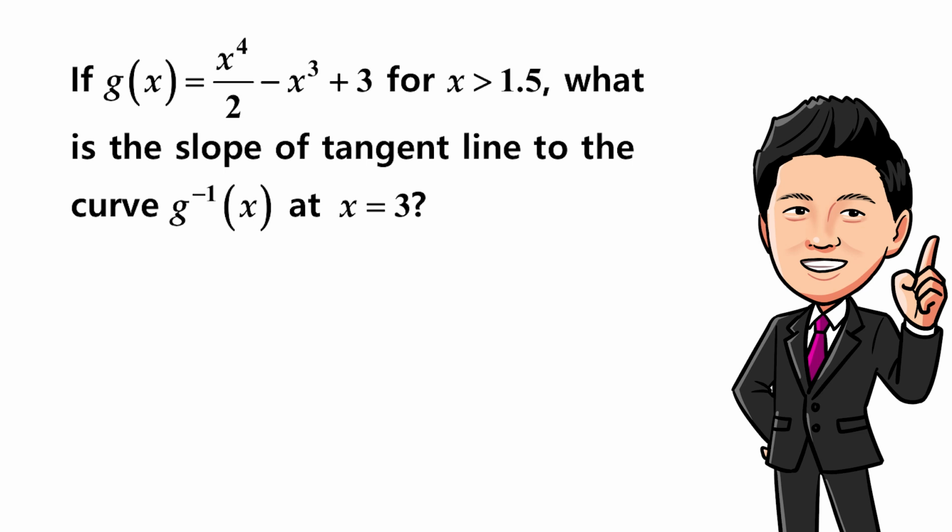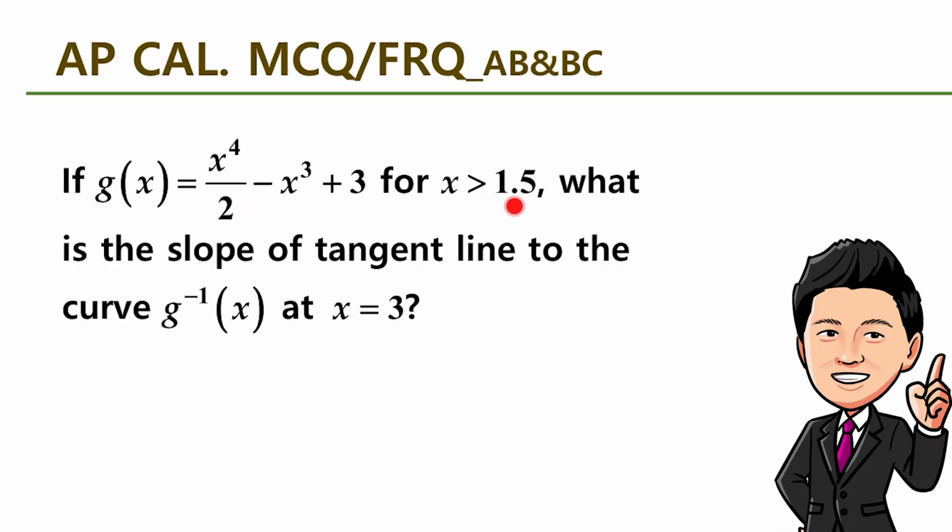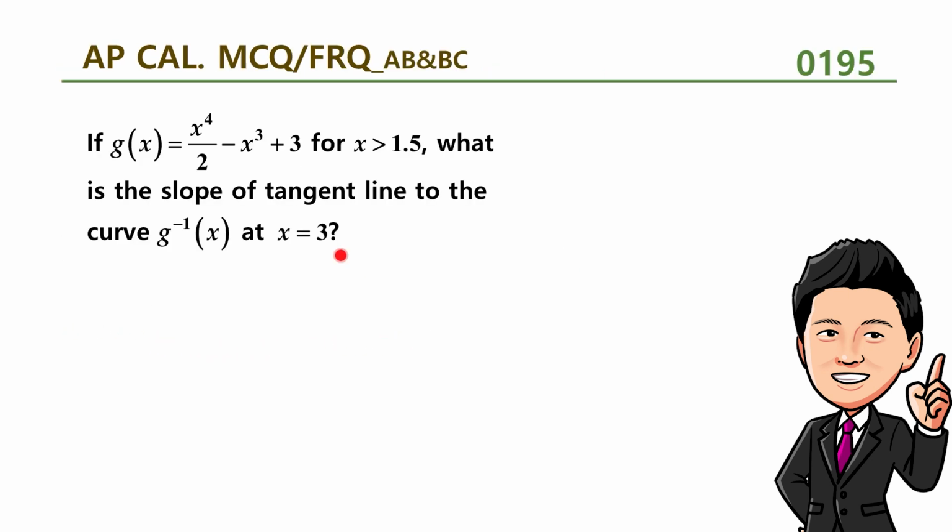Question 195. We have a g function for x greater than 1.5. The question is, what is the slope of the tangent line to the curve g inverse at x equal to 3? Let's start with the formula for the derivative of an inverse function. Here we have g inverse, and its derivative is given by 1 over g prime of g inverse of x. That's the formula.